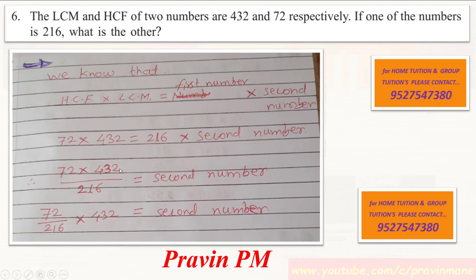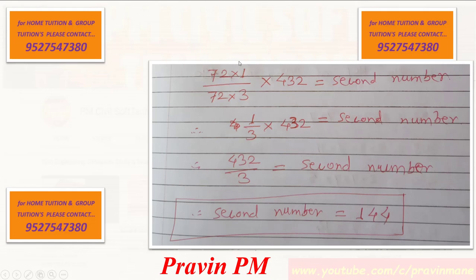72 multiplied by 432. So dividing both sides by 216, the second number is equal to 72 multiplied by 432 divided by 216. Likewise, 72 divided by 216 multiplied by 432 is equal to the second number. Then 72 multiplied by 1, 72 multiplied by 3 is equal to 216, multiplied by 432 is equal to the second number. So 72 gets cancelled.